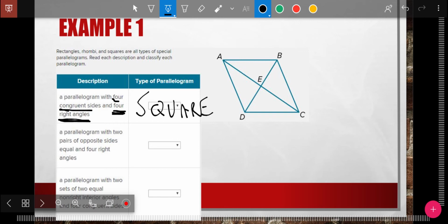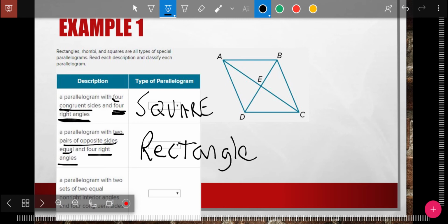Two pairs of opposite sides equal. Opposite sides congruent means it's a what? It's a base rule of a parallelogram. So we know for sure it's a parallelogram. 4 right angles. We just said that meant it was a rectangle, so we know it's a parallelogram and it's a rectangle, so we can say it's a rectangle.